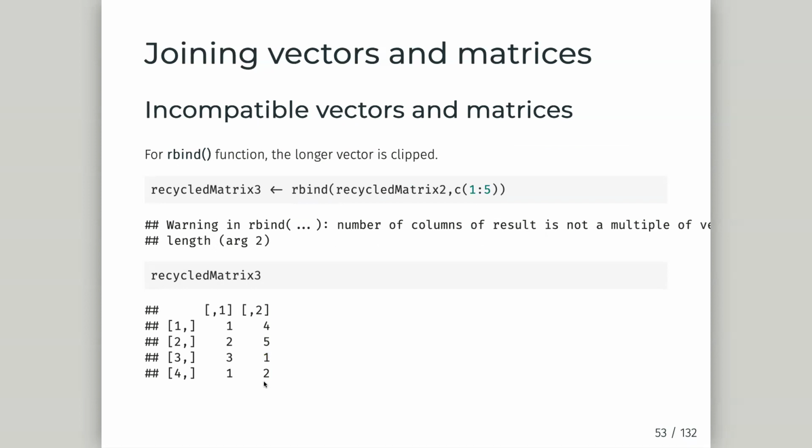Same way, if we do rbind, but in this case, the longer value is clipped. So here I'm going to try and rbind 1 to 5 onto my matrix, which would need way more columns than I actually have. It's not going to try and fill in additional columns for me. It's going to say the number of columns of the result is not a multiple of whatever, and it's just going to add the first two values. So here I just got 1 to 2 on the bottom of the matrix, and I actually threw away the rest rather than trying to extend it. But it should be a warning, and it's told me the problem.